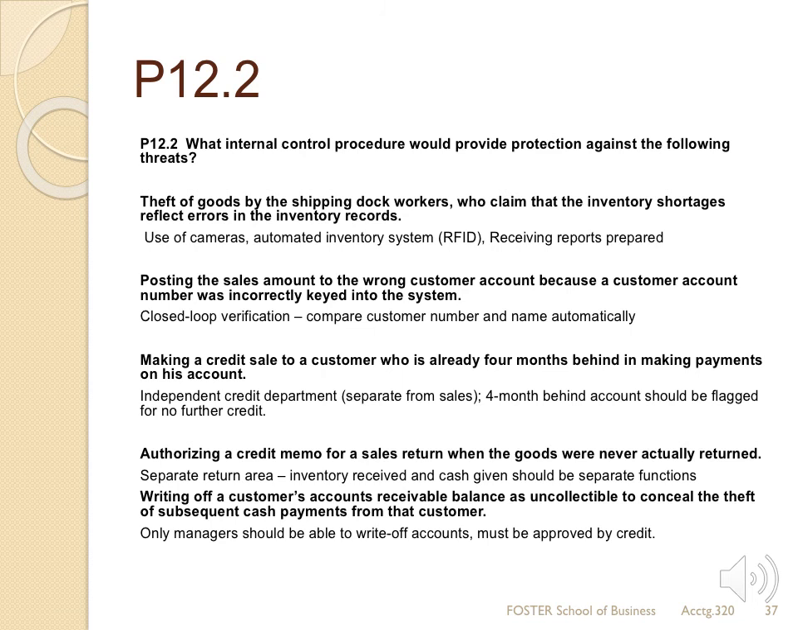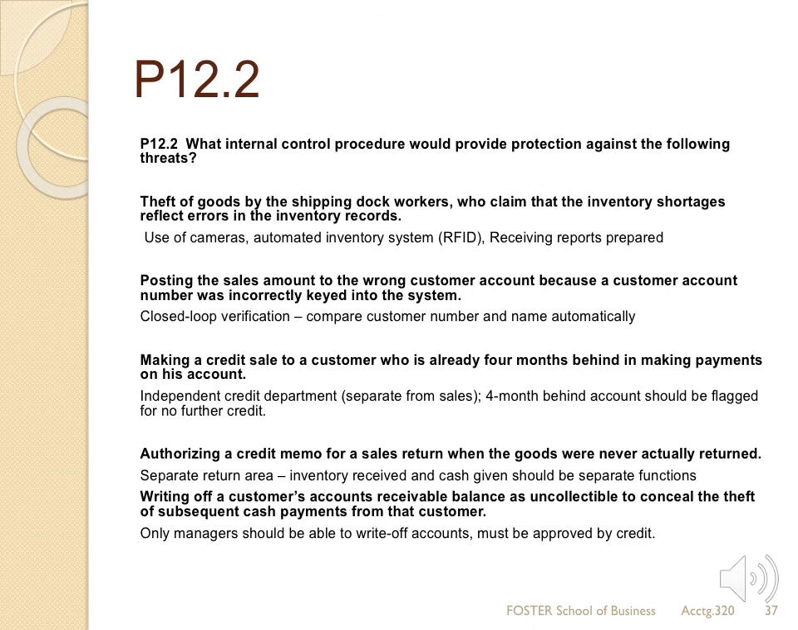Making a credit sale to a customer who is already 4 months behind in making payments on his account. All right, so an independent credit department, separate from sales. The independent credit department is going to say, we're not going to give this guy any more credit. If he's 4 months behind, you're getting ready to write this account off. We don't want to give him any more credit because we're just going to have to write it off. So that account should be flagged and not allowed to have any more credit. If he wants to buy something from us, he's going to have to pay cash.